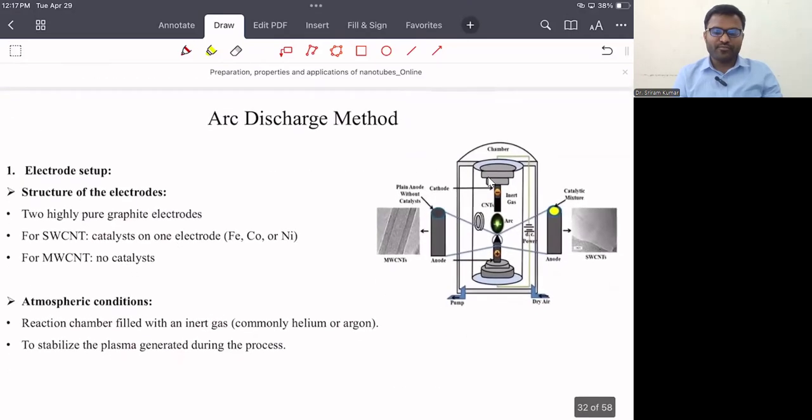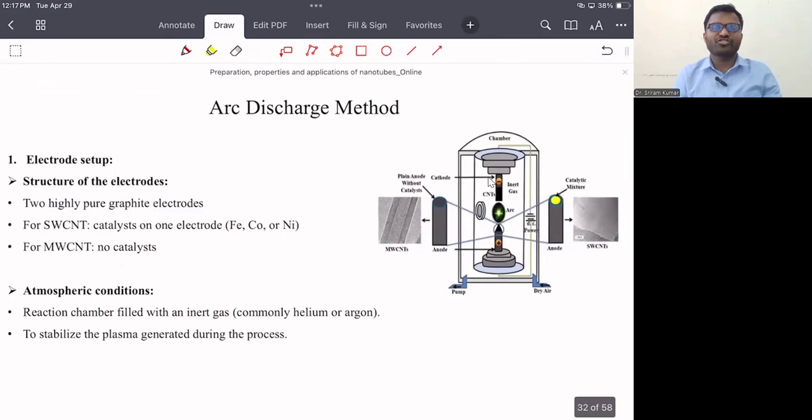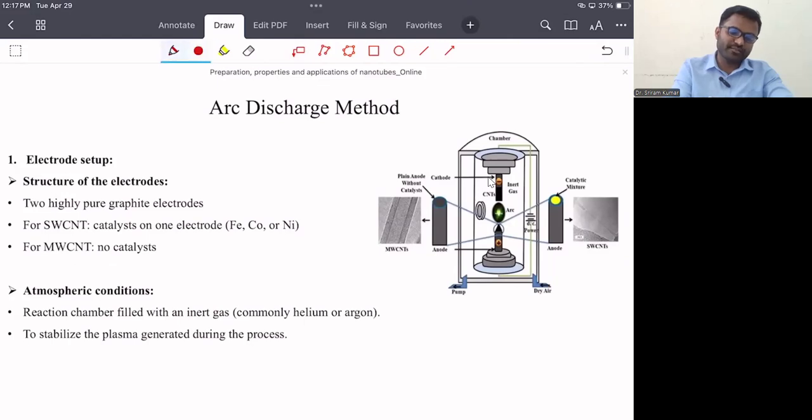Now let's first learn about the arc discharge method. In the arc discharge method, there are 4 to 5 important steps. We are going to learn them one by one. The first important step in the arc discharge method is the electrode setup. How we set up the electrodes is very important here.